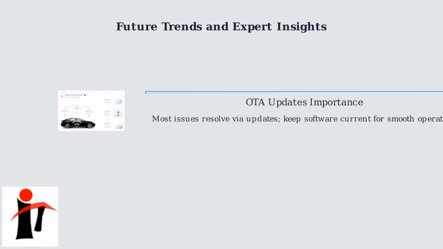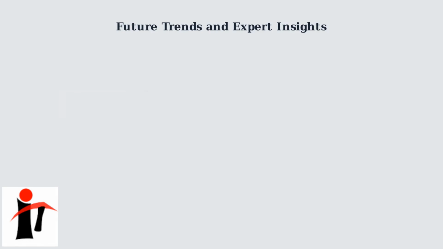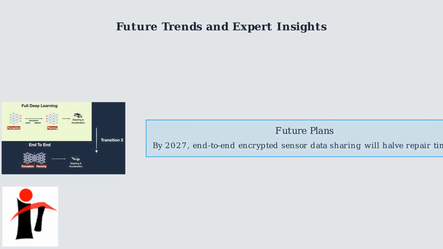While most issues are resolved via OTA updates, keeping your software current and understanding basic troubleshooting steps will keep your Model 3 running smoothly. Tesla plans end-to-end encrypted sensor data sharing for community-driven fixes by 2027, potentially halving repair times.